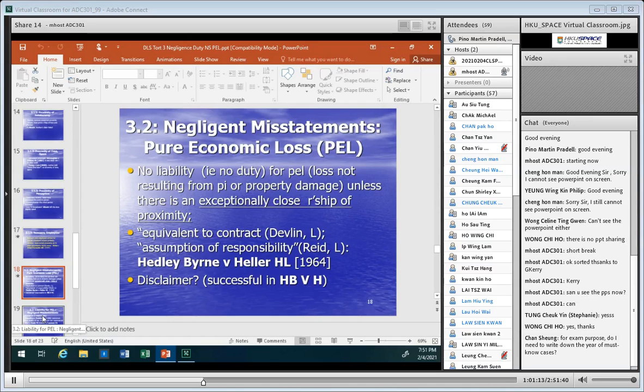Well, first of all, the requirement for a duty of care where the plaintiff suffers pure economic loss is reasonable foreseeability plus proximity, and very close proximity, and you establish the proximity by proving there's an assumption of responsibility by the statement maker and reasonable reliance on it by the other party.